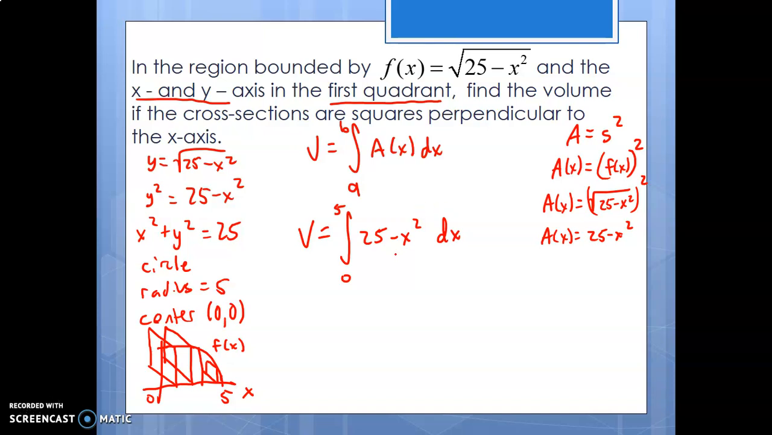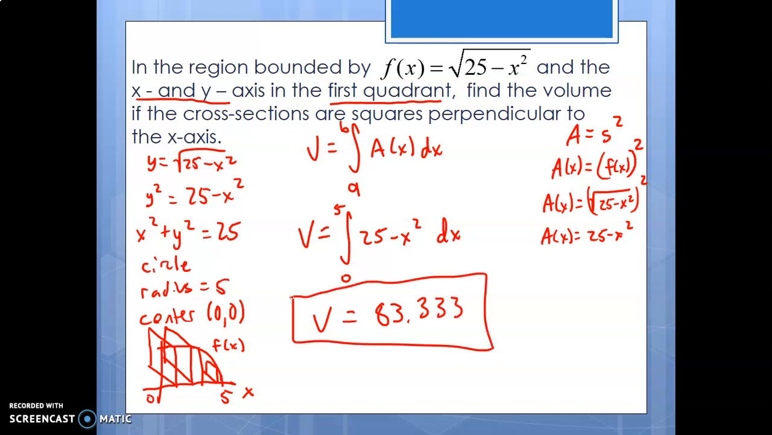Now this particular problem would be fairly straightforward to do without a calculator, but we've done plenty of integrating, and at this point I want to focus on setting it up because that's the most important part. So let's go ahead and just jump to our calculator, and if we type that in and hit math 9, we're going to get 83.3 repeating.